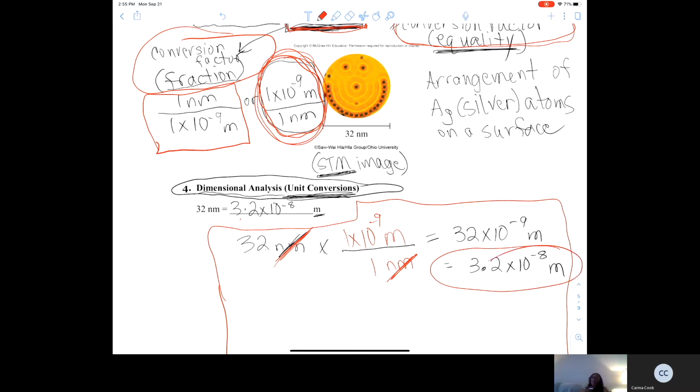So that's how you convert from one unit to the next. You've got to know what the conversion factor is, and then set up the problem, write down the value that you're given, and then multiply that value by the conversion factor that's needed to convert between those units. The unit that you're getting rid of, it cancels. You do the math, you get your answer.